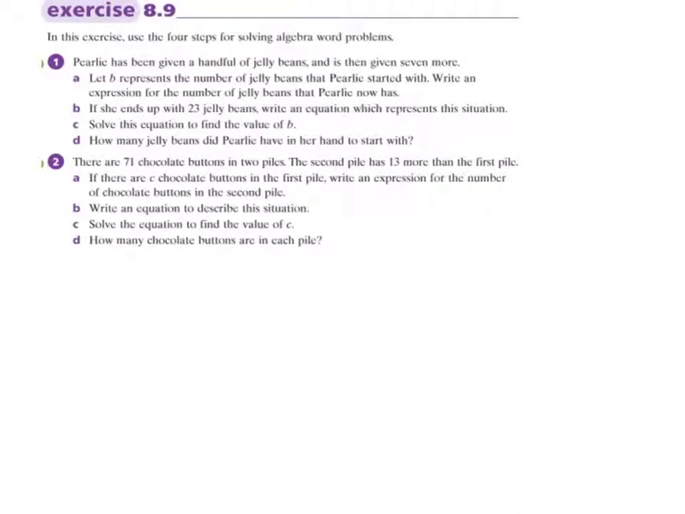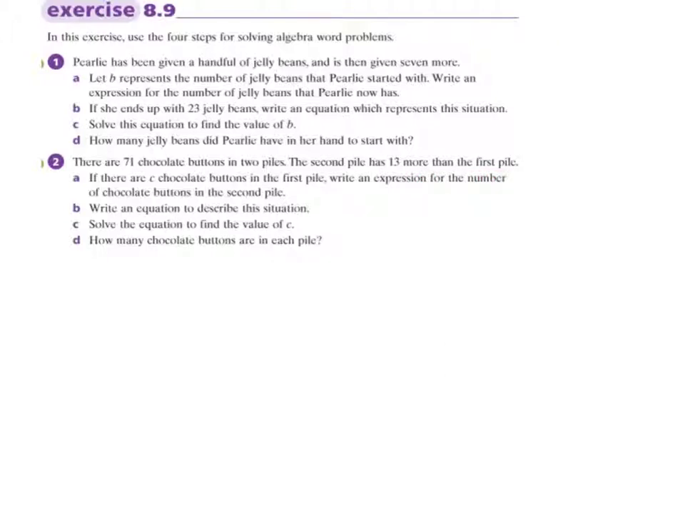Okay, I'm going to leave question 1 for now because I've got most people to do that. I'm going to do question 2. So the first thing with these ones is we've got to read the question carefully. So there are 71 chocolate buttons in 2 piles. The second pile has 13 more than the first pile.